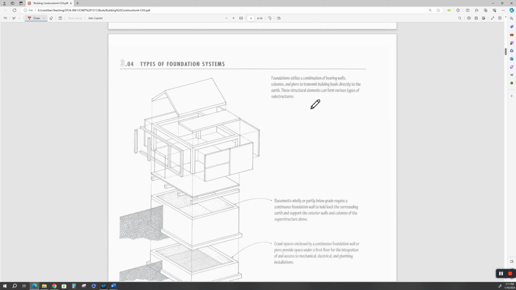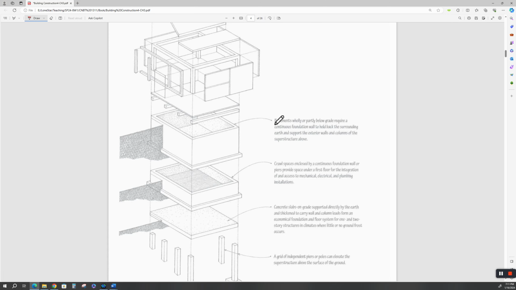Foundations utilize a combination of bearing walls, columns, piers to transmit building loads directly to the earth. These structural elements can form various types of substructures. We have basements. Now, the best kind of basement is a monolithic concrete wall that is monolithic. It's a giant concrete basin that's monolithically poured to a concrete slab with a water stop in there.